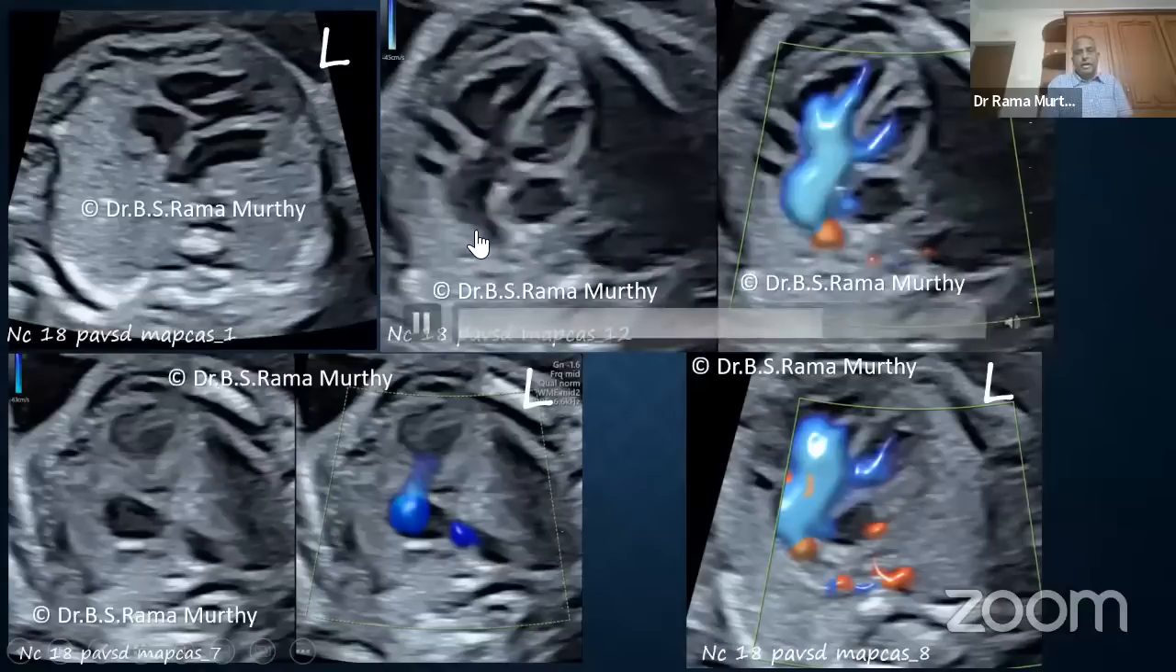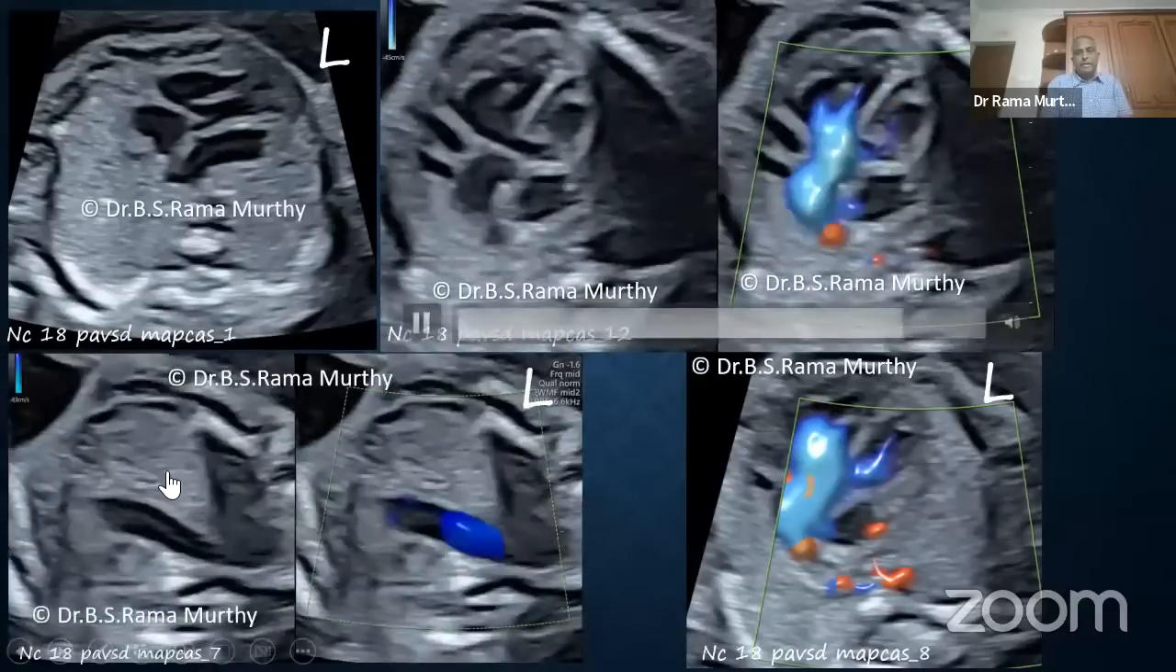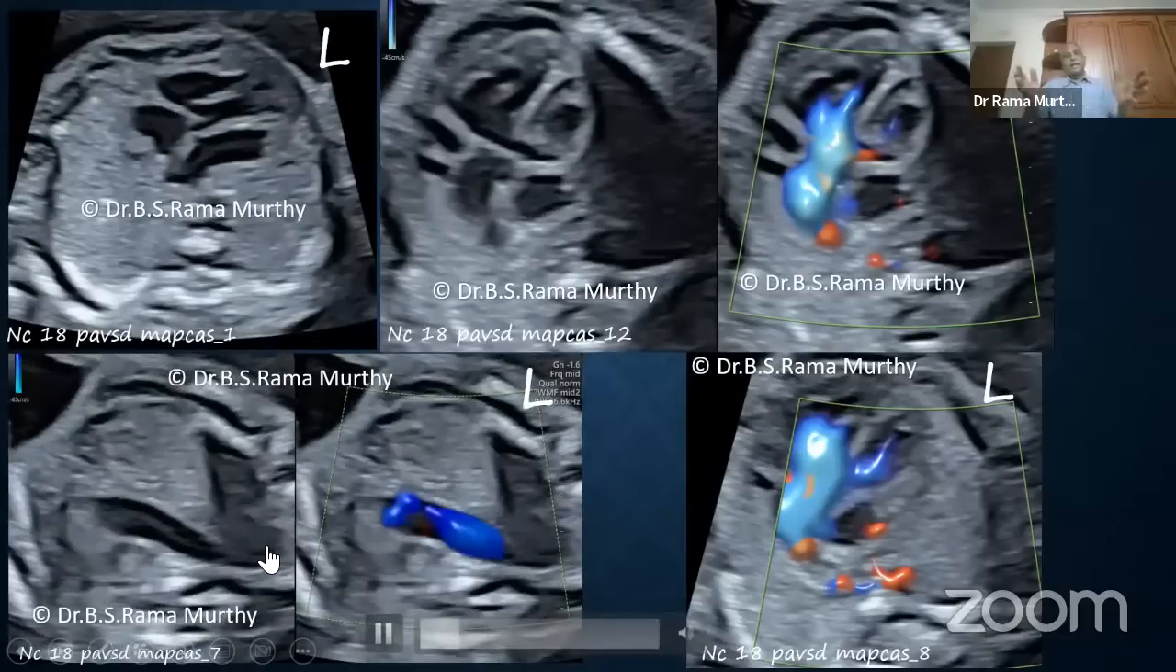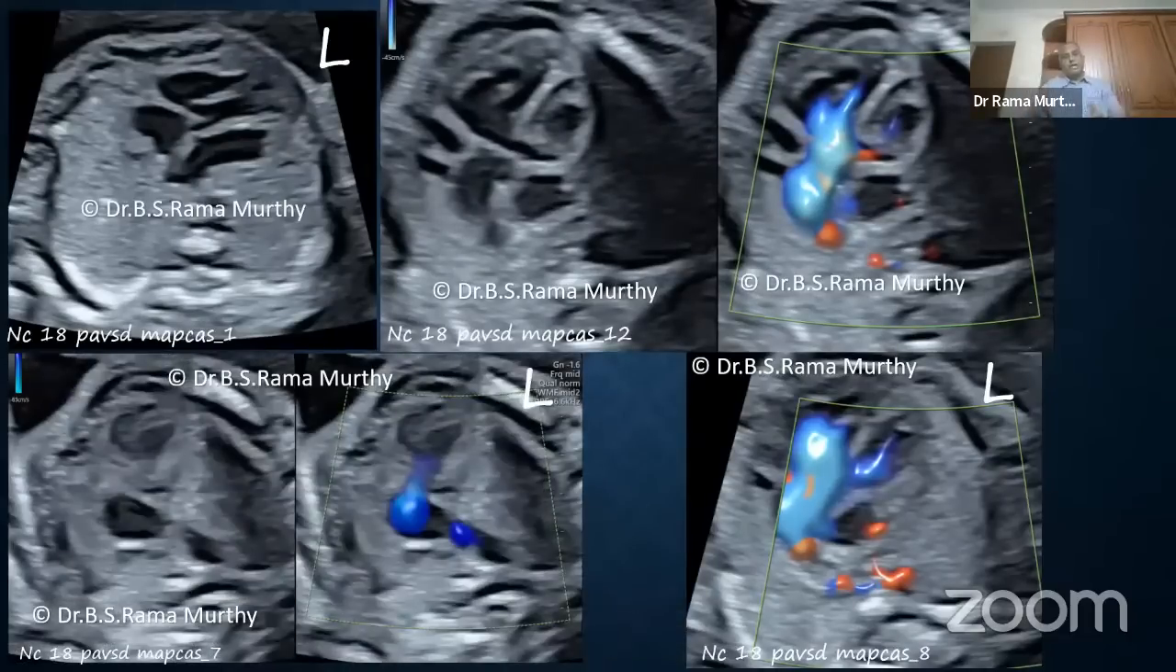Now, on the other hand, here is another case of axis rotation, overriding. But when I do a real time, I don't find a second great artery at all, whether by color or by grayscale.